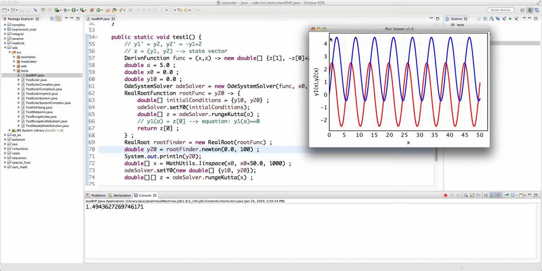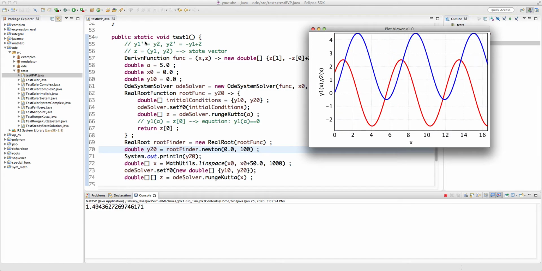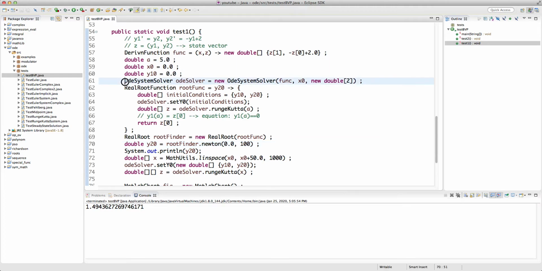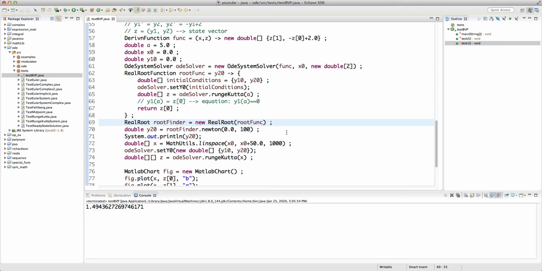And we expect to see this oscillatory behavior because y1 prime is y2, y2 prime is minus y1, so there is a change of sign. All right, so that's how we're combining our ODE solving algorithm with root finding algorithm to solve a boundary value problem instead of an initial value problem.